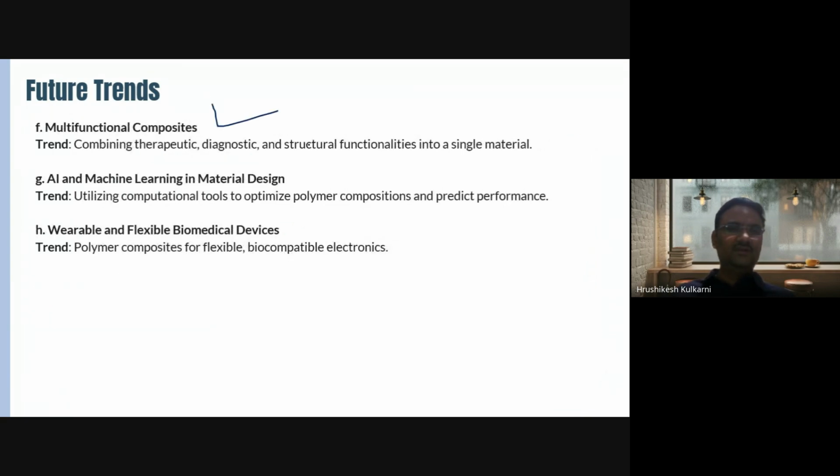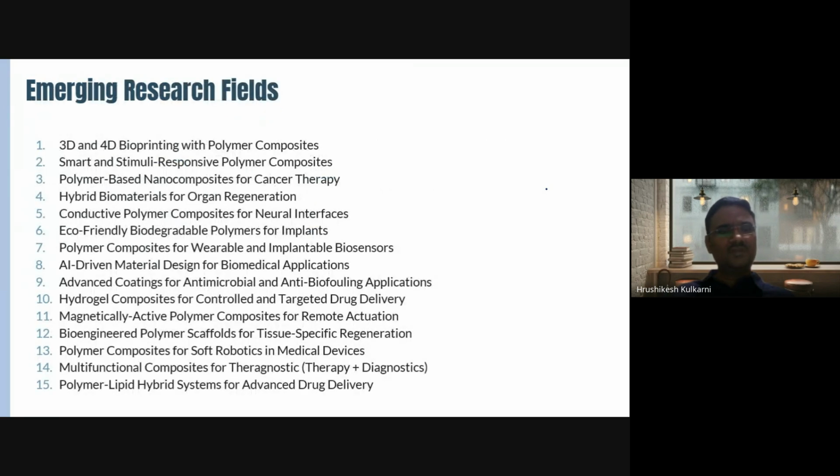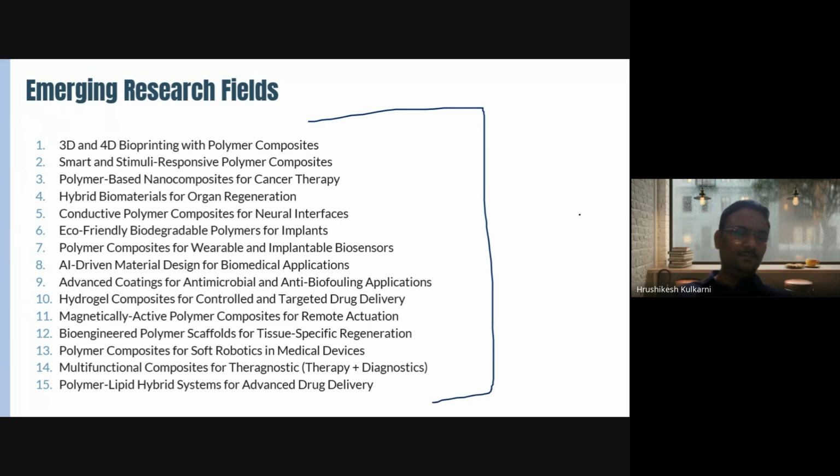Multifunctional composites, where we are going to combine therapeutic, diagnostic and structural functions into a single material. AI and machine learning in material design. Wearable and flexible biomedical devices. As I said, your smartwatch is an example of a wearable device. Suppose in future you are going to manufacture flexible biomedical devices. All these things come under the future trend. Again, I have listed some of the emerging areas where you can focus for better results.